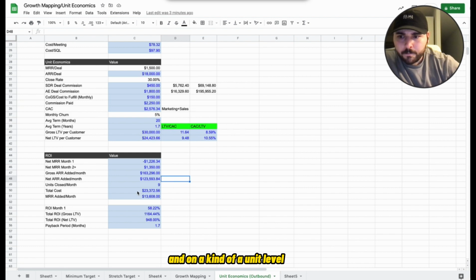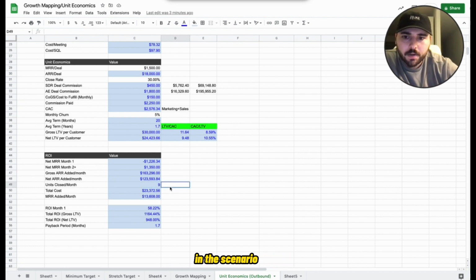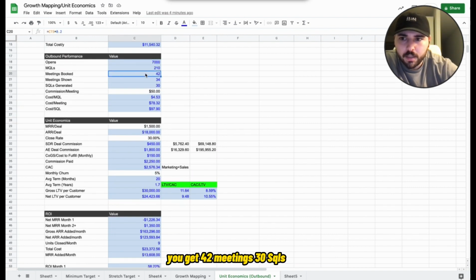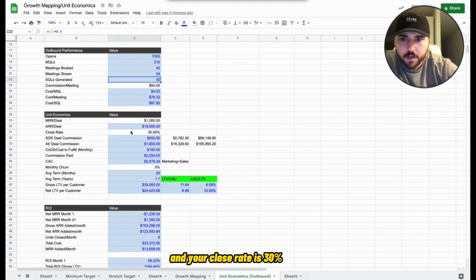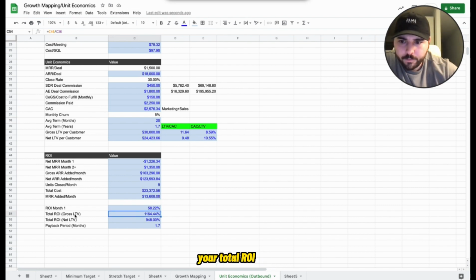And on a kind of unit level, you're closing 9 deals per month in this scenario. If you are reaching out to 10,000 people, 7,000 open, you get 42 meetings, 30 SQLs, and your close rate is 30%. So that total cost for that first month, or per month in this scenario, is going to be $23,372. And in this scenario, your total ROI on your gross LTV is about 1,200%, and your total ROI on your net LTV is 950%.